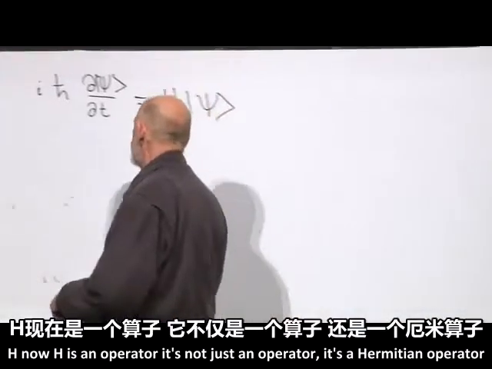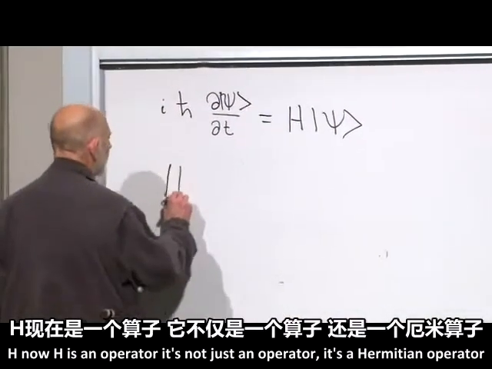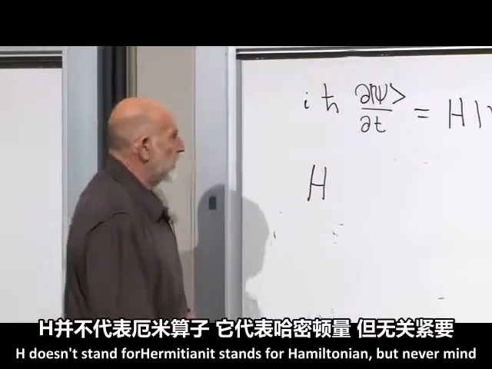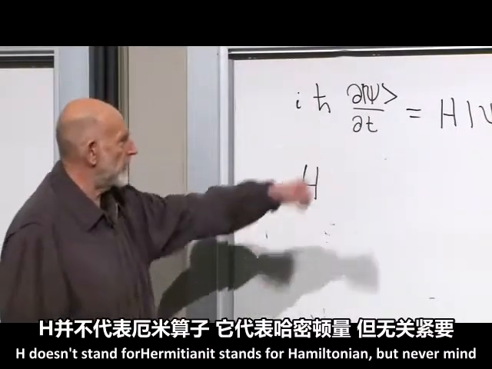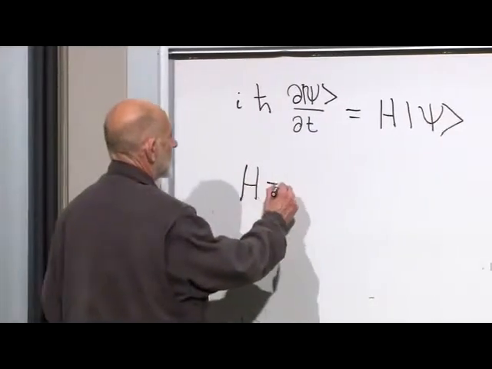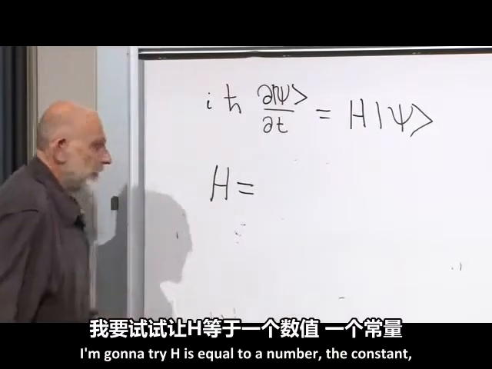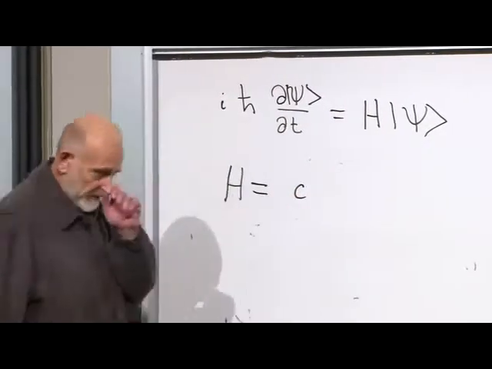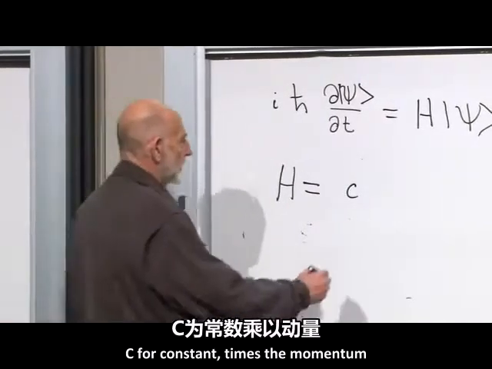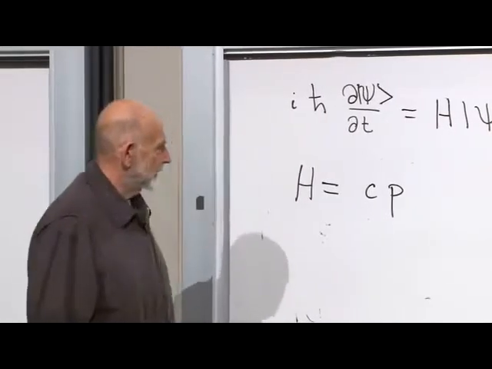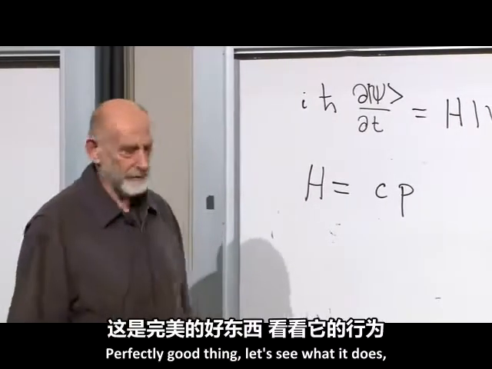Is H. Now H is an operator. Not just an operator, it's a Hermitian operator. H doesn't stand for Hermitian, it stands for Hamiltonian, but never mind. I'm going to try H equal to a constant, C, times the momentum. Perfectly good thing. Let's see what it does.